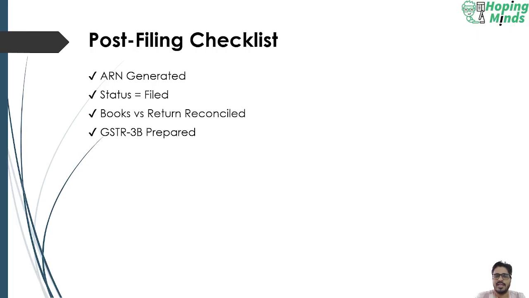So once the return has been finally submitted, we have to see if the ARN has been generated or not. The ARN message will be received on the mail and the registered phone number. Then the status of the return will be again changed from submitted to filed. We have to then finally reconcile the books and the returns at the end of the period, and on the basis of this GSTR-1 return, GSTR-3B return gets auto-populated on the GST portal.